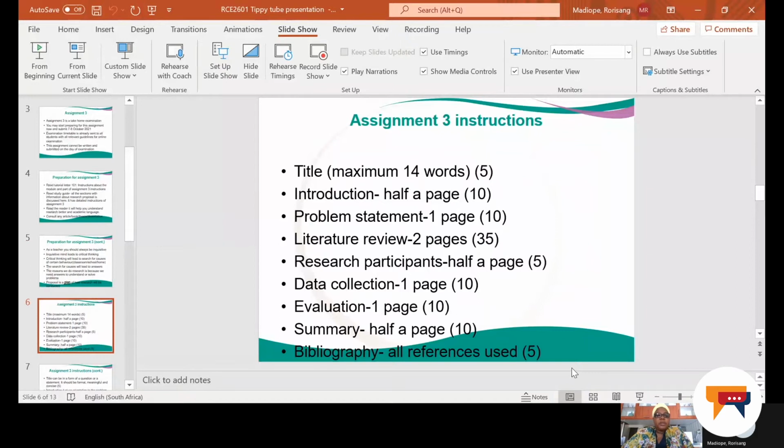Research participants, it should be half a page. Data collection, it should be a maximum of 1 page. Evaluation, it should be a maximum of 1 page. Summary, it should be half a page. And bibliography, it can be as much as your references are. There is no limit on that one.